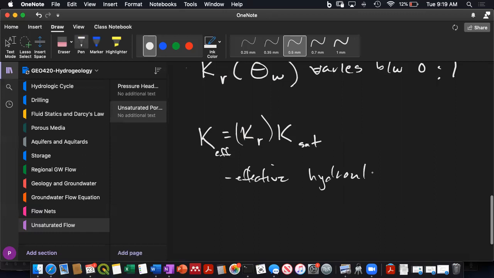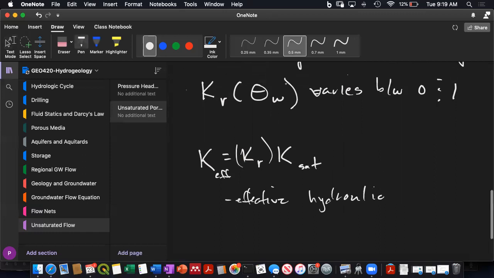So as soon as I become unsaturated, my K sub r goes less than 1. All right. And my effective hydraulic conductivity is less than my fully saturated hydraulic conductivity. So the key point here is that the maximum my hydraulic conductivity can be is my value at saturation. When I'm less than saturated, my relative hydraulic conductivity is less than 1.